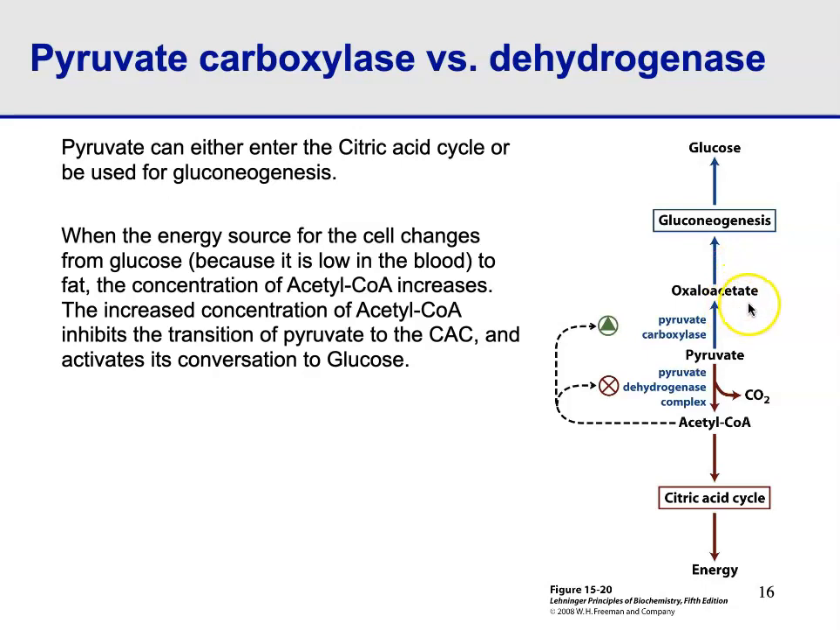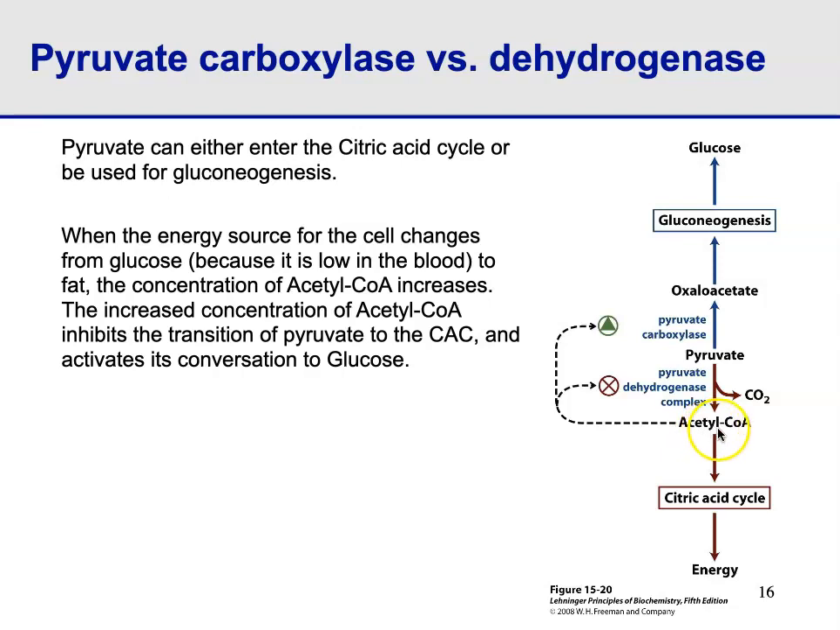is controlled to a point, of course, by the balance of these two enzymes, pyruvate carboxylase and pyruvate dehydrogenase complex. Now, we haven't talked about pyruvate dehydrogenase complex. That is the enzyme, we'll talk about it a little bit later. That's the enzyme that converts pyruvate to acetyl-CoA. But the acetyl-CoA, through its feedback inhibition, inhibits pyruvate dehydrogenase, which stops the conversion of pyruvate to acetyl-CoA.